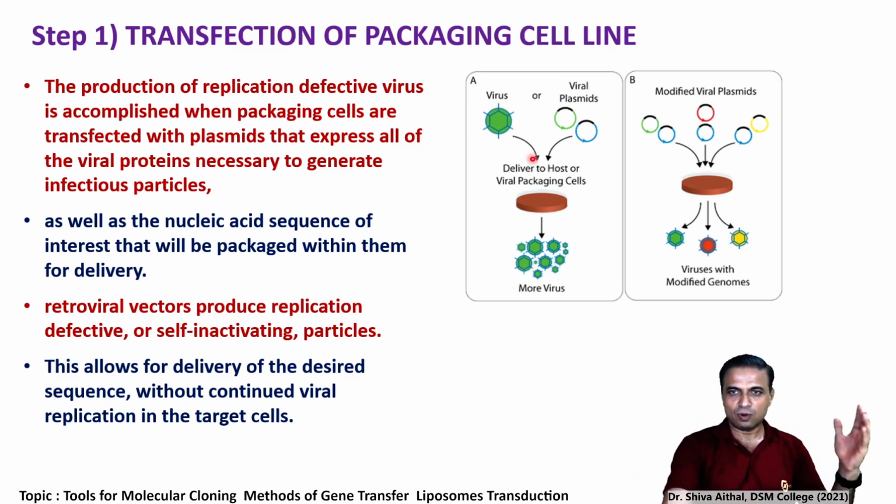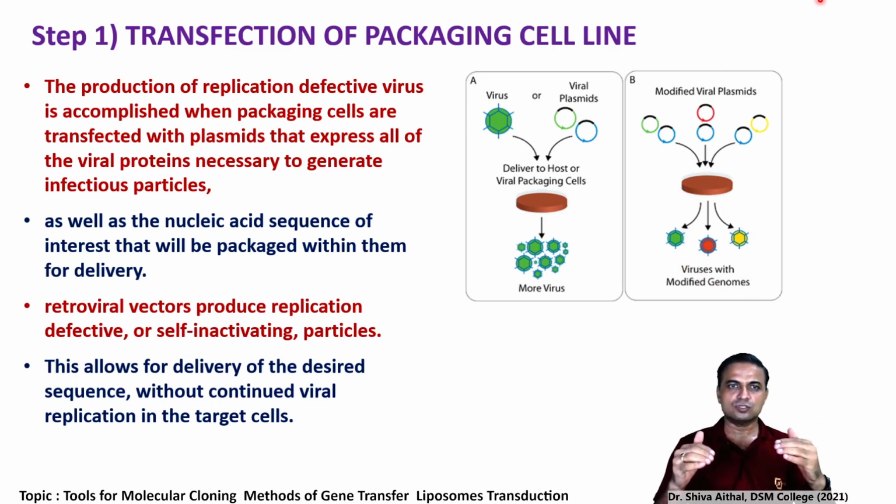Okay, so here the viral plasmids are delivered into the host cells or they are packed into the viruses, and more viruses are generated. As you can see, different types of genes can be introduced and different types of modified viral genomes can be produced. Now when the plasmids are introduced, they express all of the viral proteins and generate infectious particles as well as the nucleic acid sequence of our gene of interest. This means that with each viral particle, your nucleic acid, that is the gene of interest, is also replicated, and each virus contains your gene of interest.